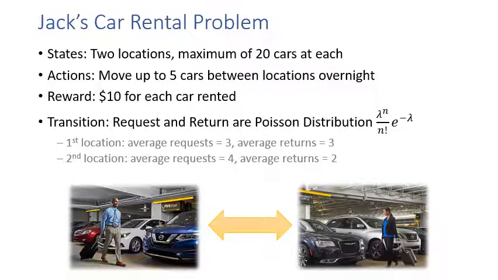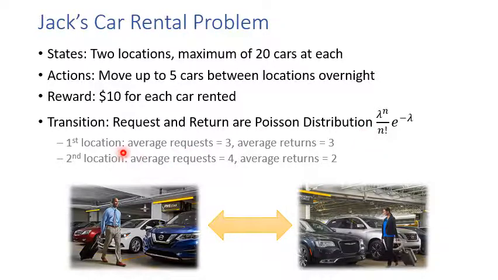Okay, now let's see a more interesting example. It's Jack's car rental problem. Suppose Jack's company has two locations. Each location has a maximum of 20 cars. The action is that Jack can move up to 5 cars between the two locations overnight, and he receives $10 for each car rented. The request and the return rate are random. Our probability function follows the Poisson distribution. Remember that the Poisson distribution is the discrete counterpart of the normal distribution.